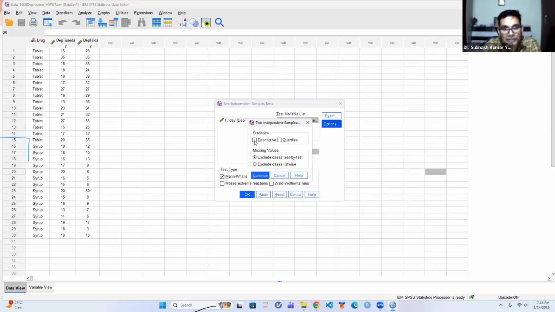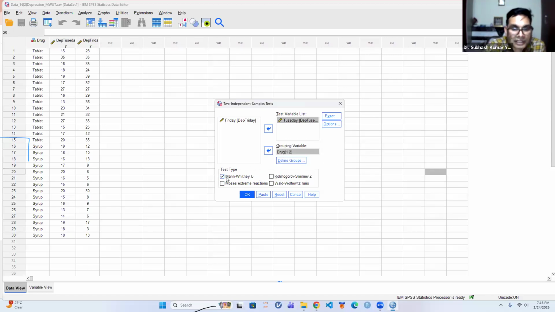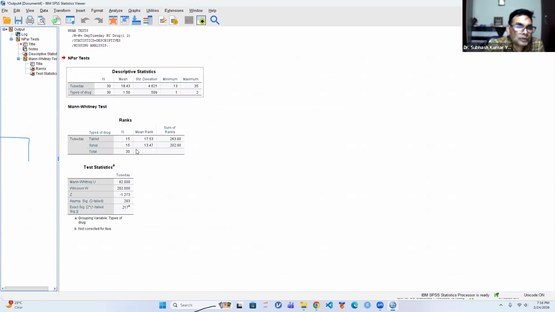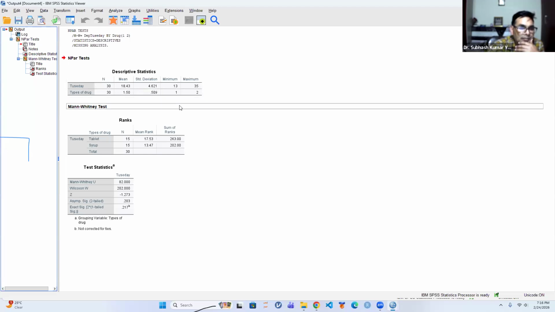You can go for the options, put descriptive statistics, click on Continue. And here we are interested in performing the Mann-Whitney U test. So we can tick on that. By default, it is ticked there. And if you wish any more, then you can tick there and click on OK. So you can see here, this is the descriptive statistics. These are the mean scores for Tuesday and Friday.